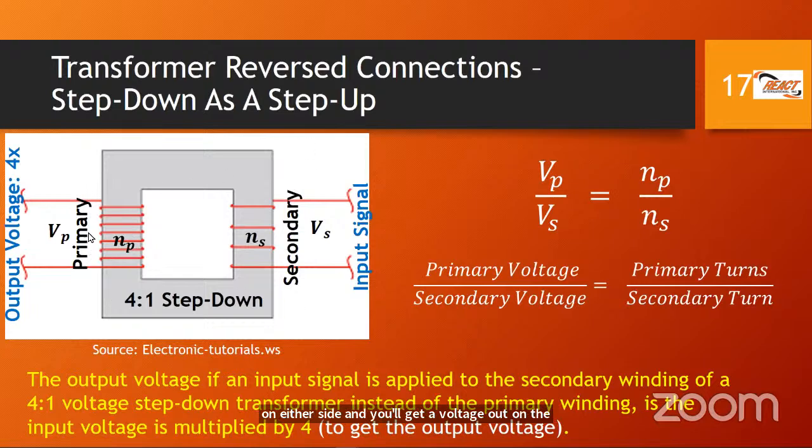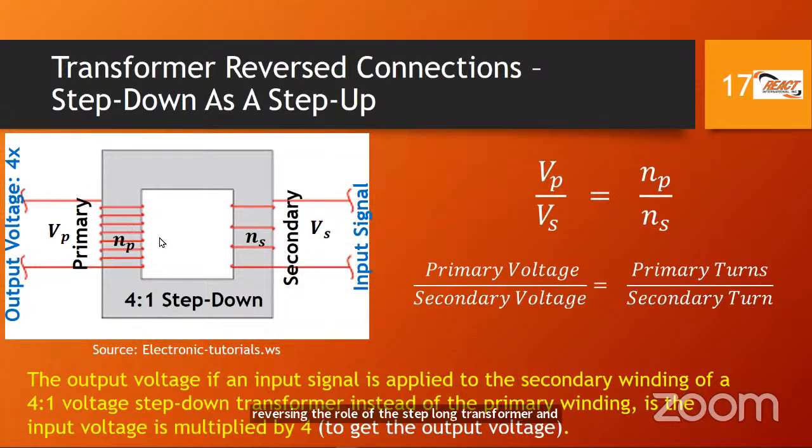So this is what we have done here. This is normally the primary, where we would normally put the input. And this is the secondary where we normally take the output. But we're reversing it. We are putting the input into the secondary. And we are going to measure and see what voltage we get on the other side, the output side, which happens to be the primary. So hopefully that doesn't confuse us. We are just reversing the role of the step-down transformer and turning it into a step-up transformer.